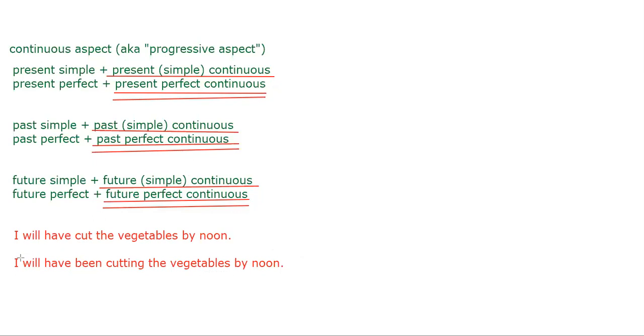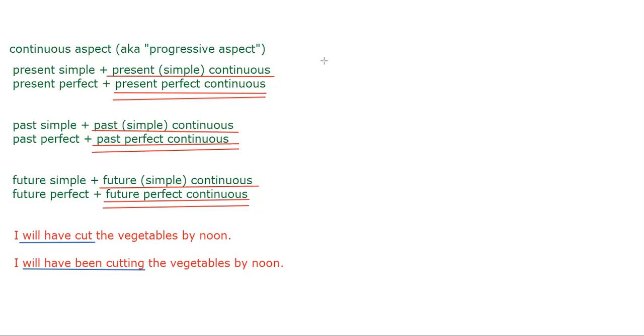So we'll have cut and we'll have been cutting. So the first one is the future simple. I'm sorry, the first one is the future perfect. I'm getting confused. The first one is the future perfect, and the second one is the future perfect continuous.